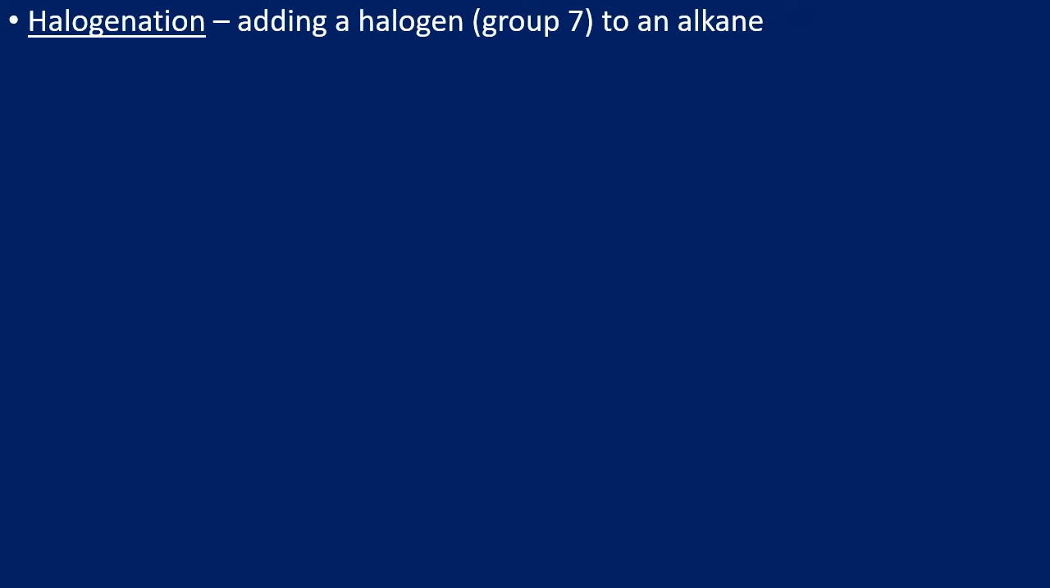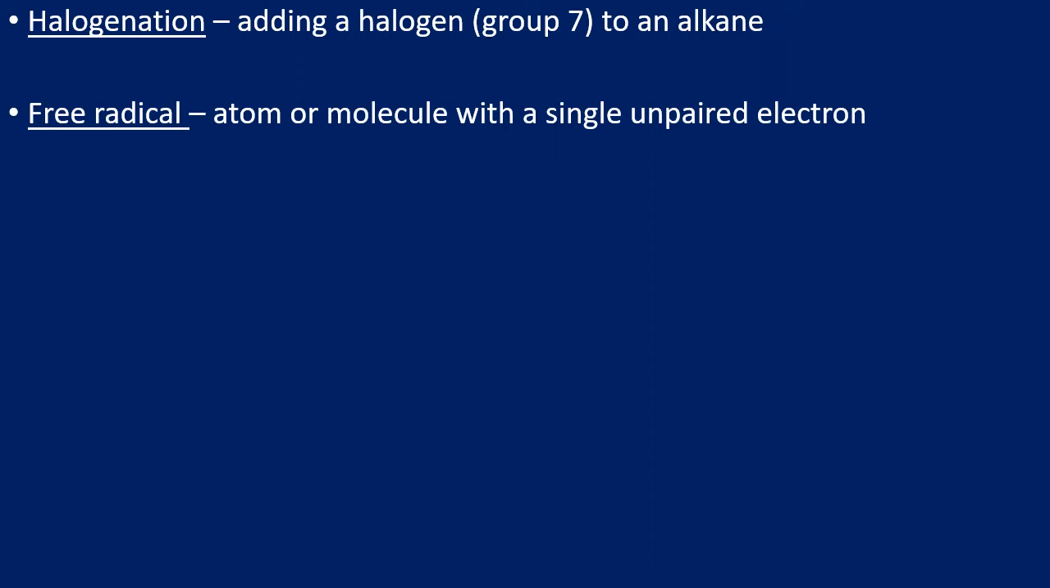Let's start with some key terms then. The term halogenation means the adding of a halogen to an alkane. So this is the halogenation of alkanes, and it's adding a group 7 atom to the alkane. The term free radical is given to something or a species that has an unpaired electron. And we usually represent that as a dot. So Cl dot would represent a chlorine free radical.